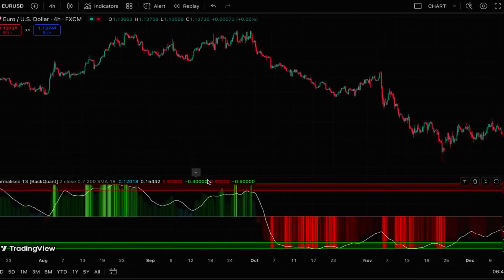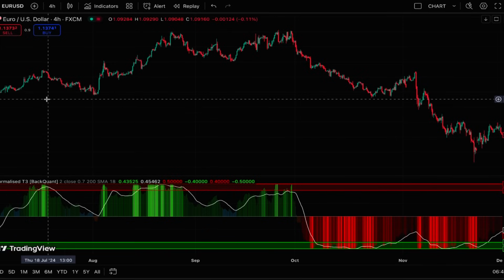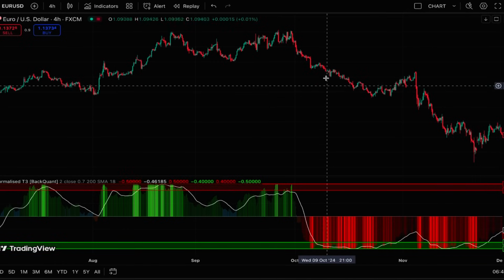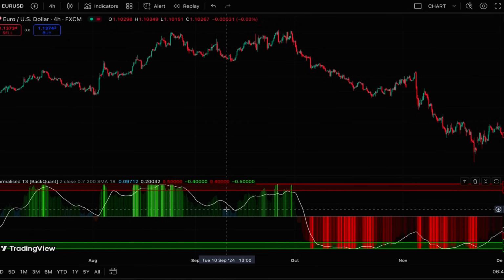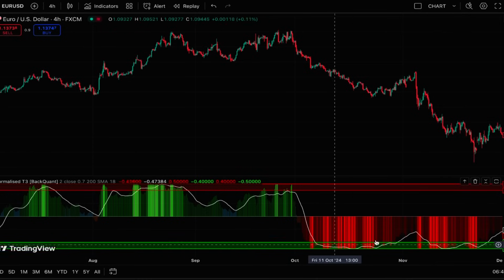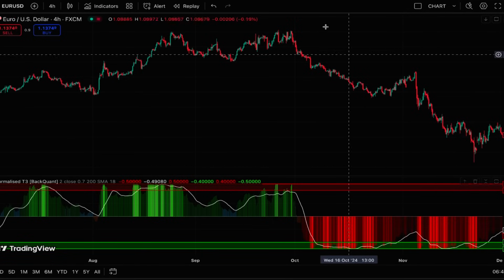So when the histogram is above the center line and the color is green, it tells us that the price is moving in an uptrend, and on the other hand, when the histogram is below the center line and red, it tells us that the price is in a downtrend. As long as the histogram is above the center line, we still have greater upside momentum in the market, but when the histogram goes below the center line, it means that we have greater downside momentum in the market, so it tells us that the price is moving in a downtrend.